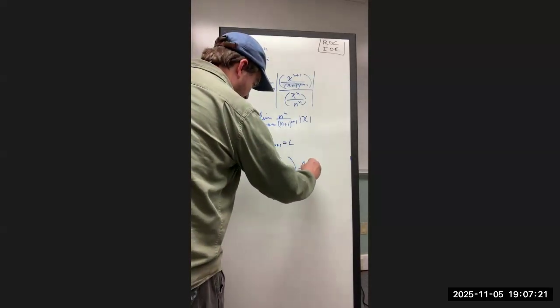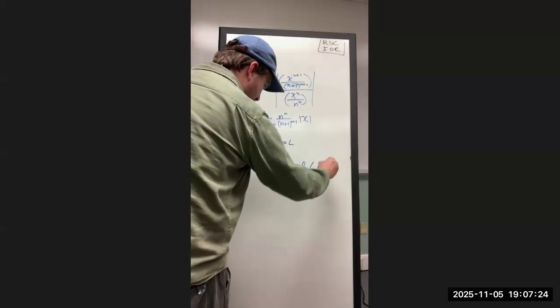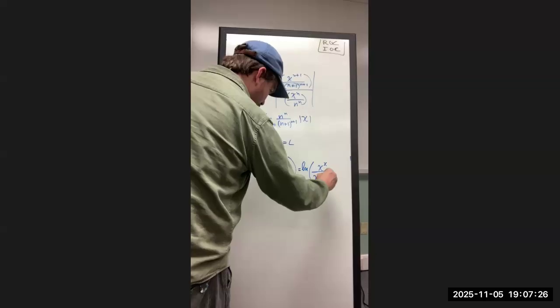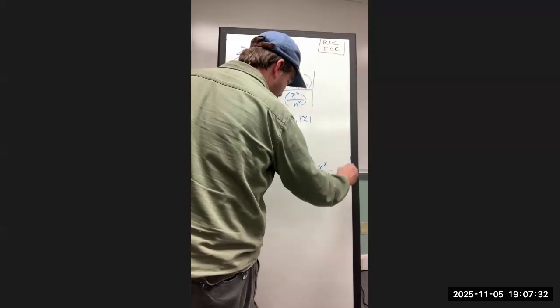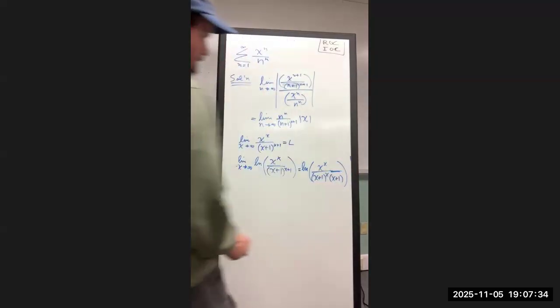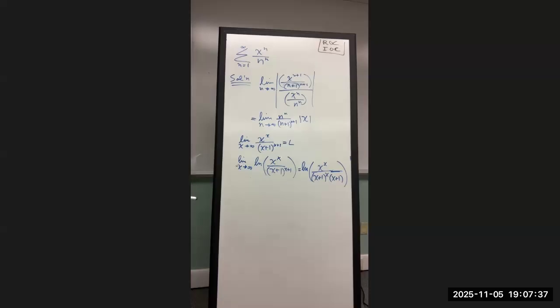And what do we get? We get natural log of x to the x over x plus 1 to the x times x plus 1. And if I plug infinity into that, obviously I'm getting infinity over infinity. So we can use L'Hopital's rule there. I really don't want to, because it's going to be ugly derivatives to take.